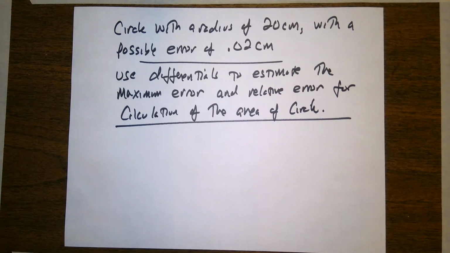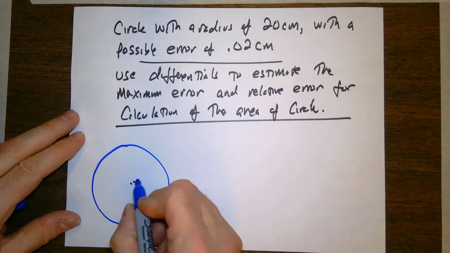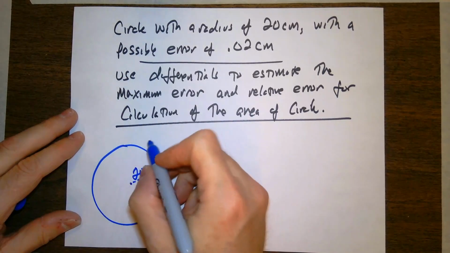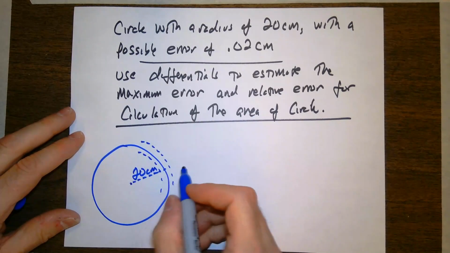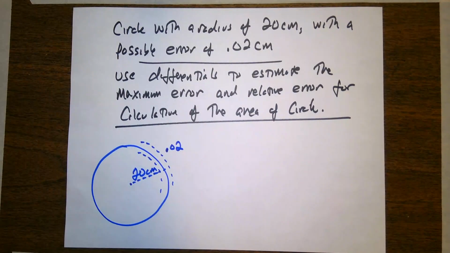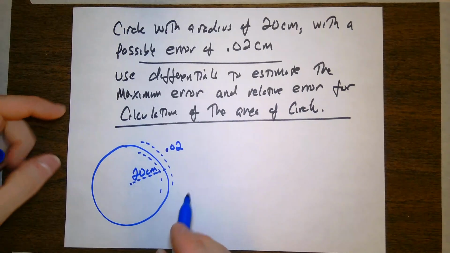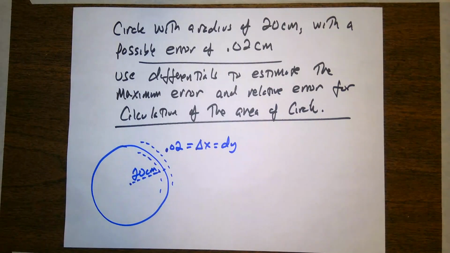All right, so here, let's take a closer look at this. So here's my circle, and the radius is 20 centimeters, but with a possible error. The radius could be a little bit bigger or a little bit smaller. The possible error here is the 0.02. Now, what does that represent in my differentials? The 0.02, that's going to be my delta x or my dx. Remember, they're the same. Go back and look at the graph that we talked about earlier, and you'll see that they're the same.